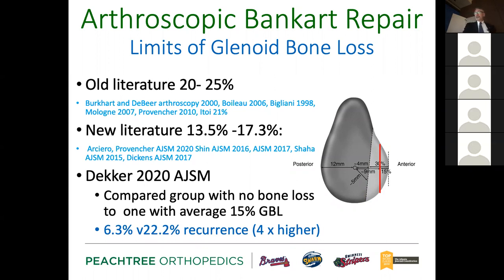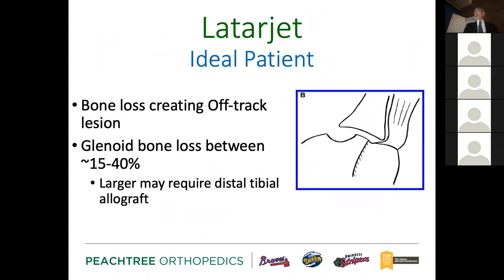And so Dickhut, in a series, compared a group with no bone loss to a group that had an average of 15% glenoid bone loss. The recurrence rate with no bone loss was 6.3%, and with glenoid bone loss, 22%. So 4 times higher from that bone loss. And when you start to look at that, you think to yourself, okay, that's not the patient I should be recommending an isolated Bankart repair for. And it shows the importance of really measuring that glenoid bone loss preoperatively when you're doing your planning.